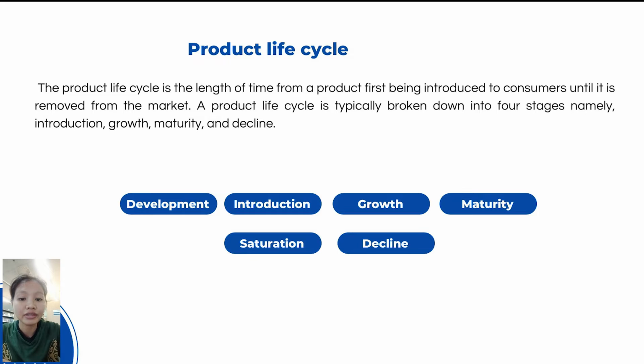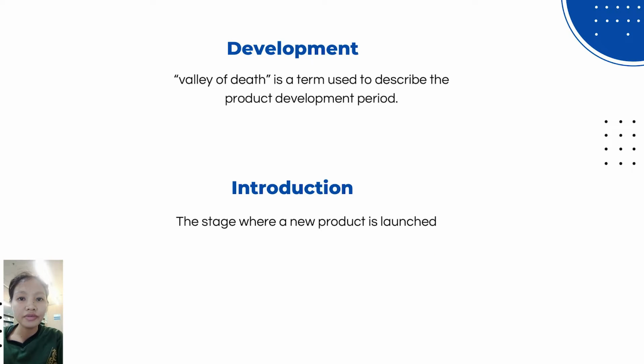Product life cycle is known as the life cycle of a product from when it is first introduced to consumers until the company discontinues the product from the market. The product life cycle has four stages, namely introduction, growth, maturity, and decline. This product life cycle has its own development, known as the Valley of Death.